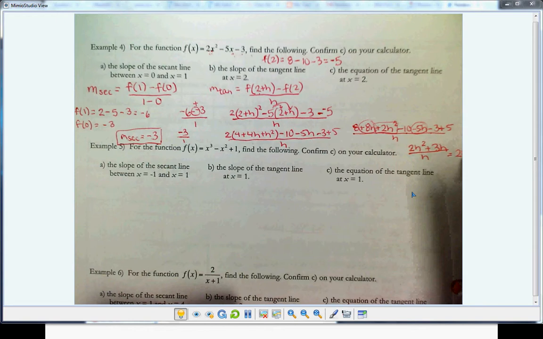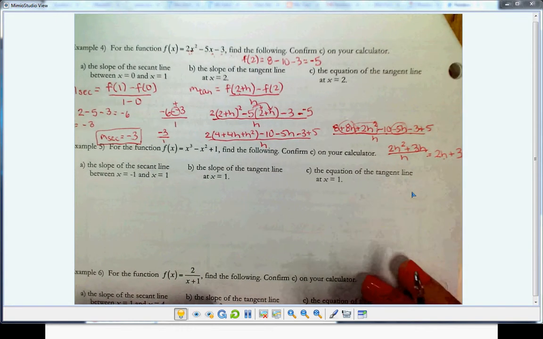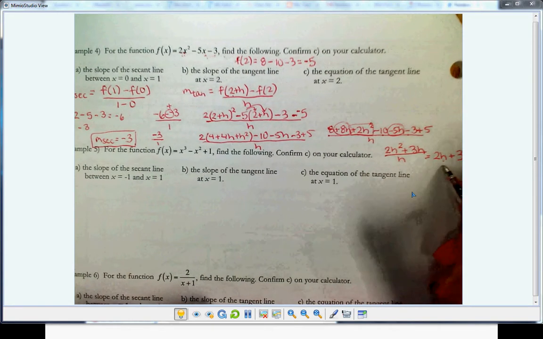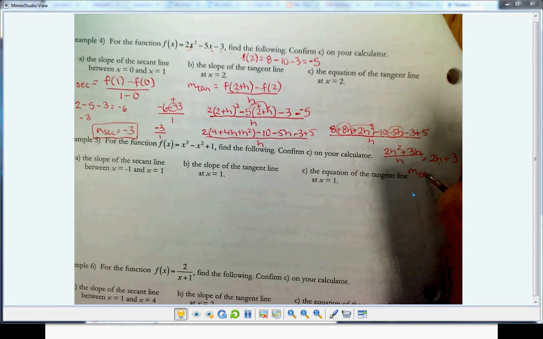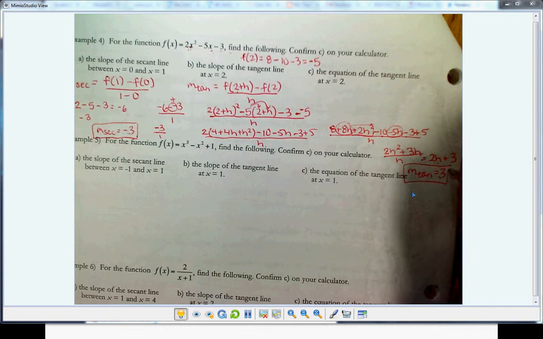And since our h is getting closer and closer to 0, we can pretend that this is a 0, so 2 times 0 plus 3 will just give us 3. So the slope of our tangent line is 3.